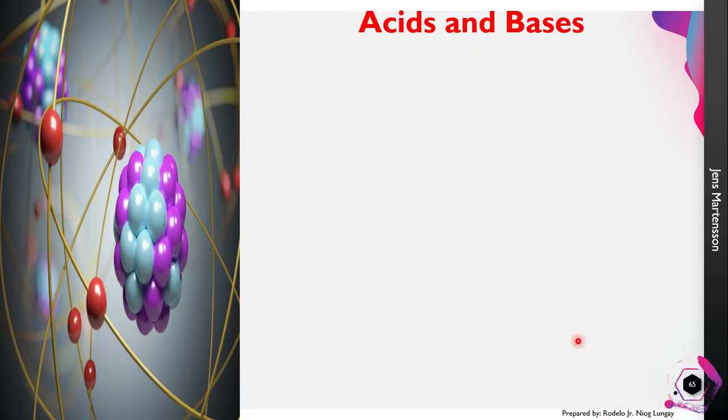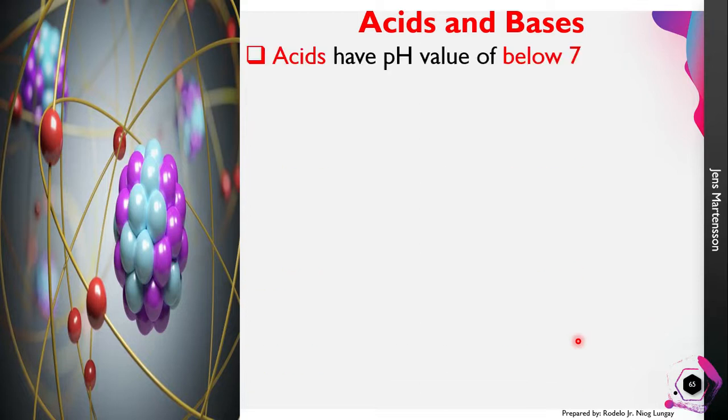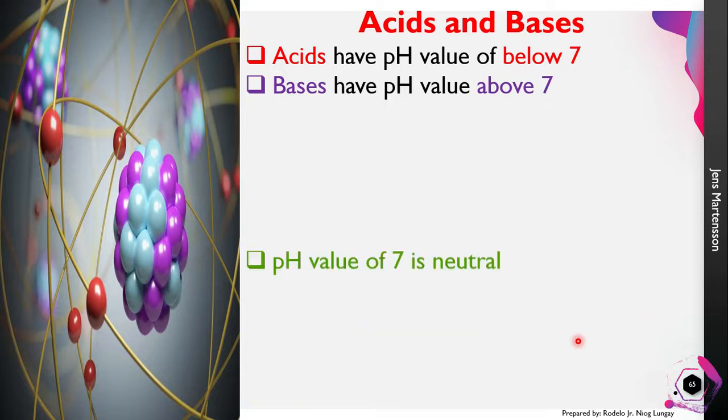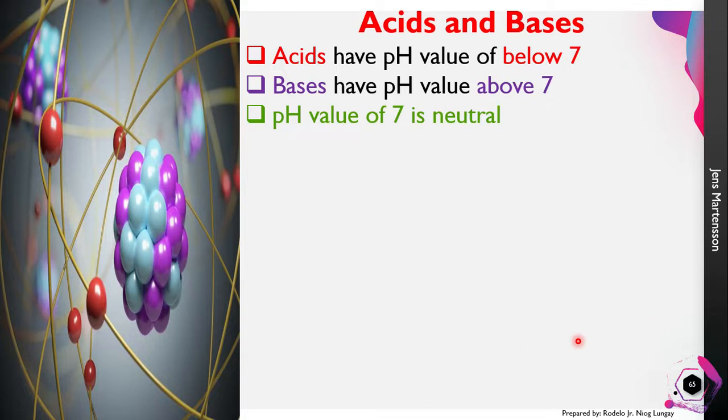Okay, now let's talk about very basic information about acids and bases. When we say a compound or mixture is an acid, it has a pH value of below 7. We have pH values from 1 to 14. So if it is below 7, it's an acid. Again, if the pH value is below 7, it is an acid compound. A base has a pH value above 7. If the pH value is 7, like water, it is neutral. It is not an acid and it is not a base.